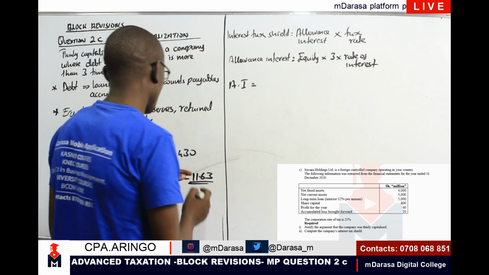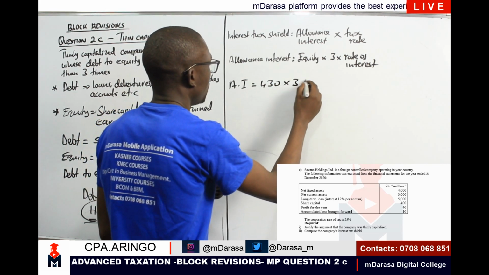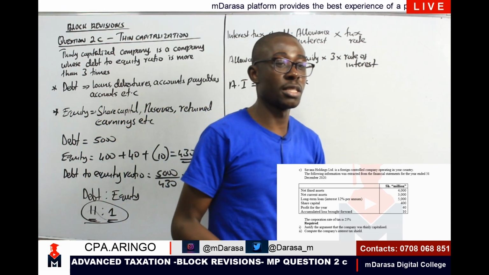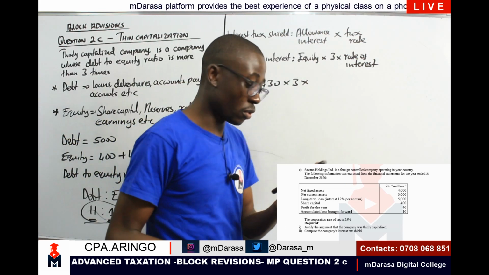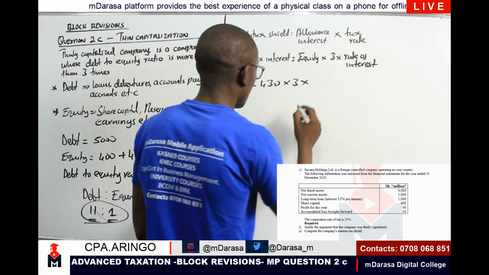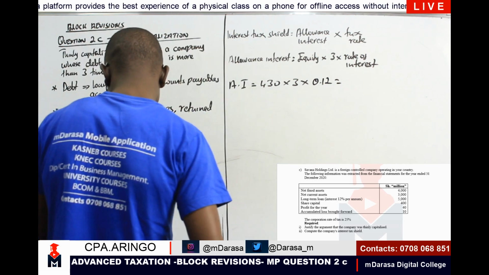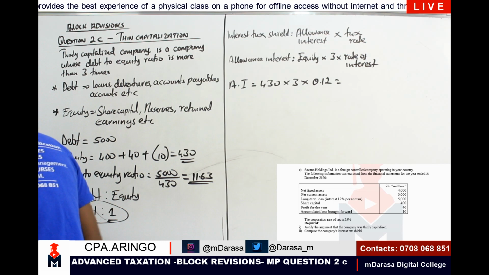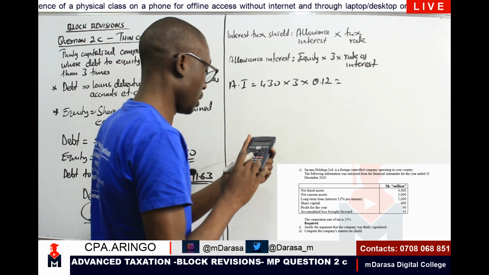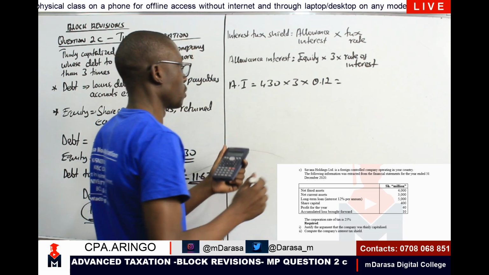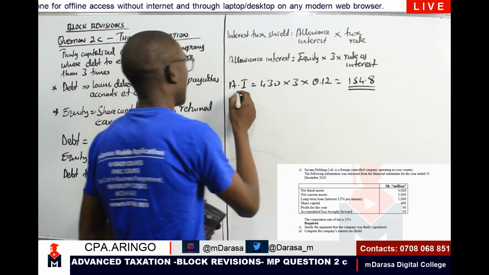Talk about allowance interest. Our equity, we've seen that our equity was 430. We multiply by 3 times the interest rate. What are you given as interest rate in our question? Just below here, we can see our question. I was given a rate of 12%, being 0.12. So therefore, what will we be having? 430 by 3 by 0.12 gives us 154.8. That is our allowance interest.